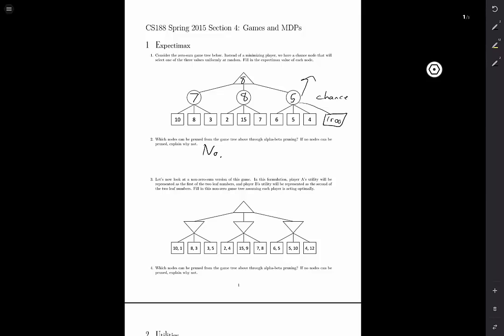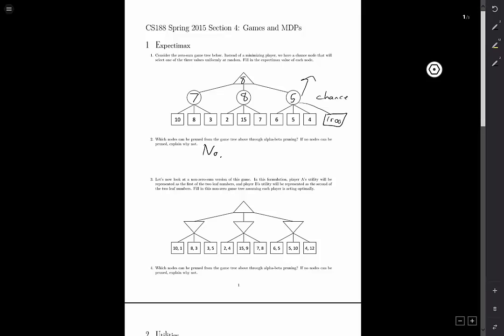Okay, so now let's look at 3. This is a non-zero-sum version of the game. Player A's utility is the left value, so for example this 10, and player B's utility is the right value. And agents always want to maximize their utility. So the triangle up wants to maximize the first number, and the triangle down wants to maximize the second number.